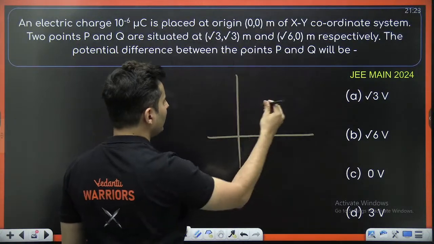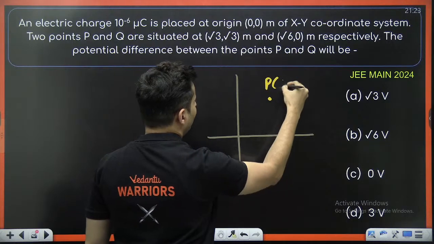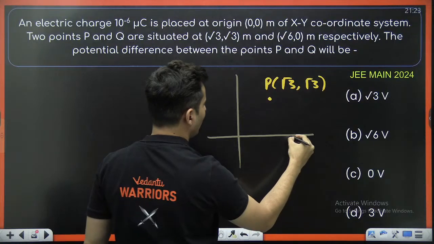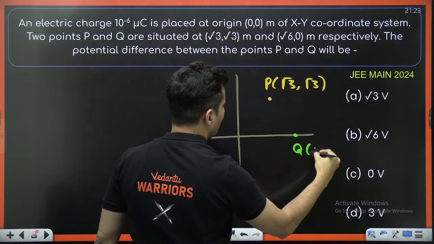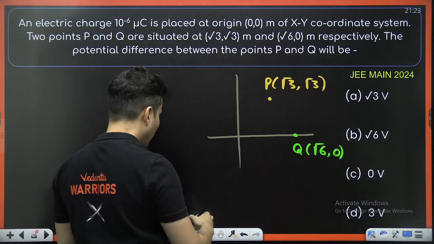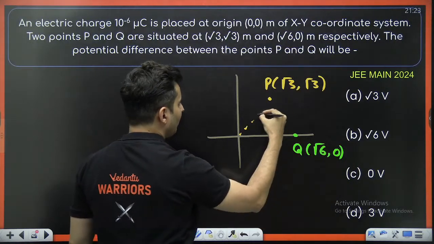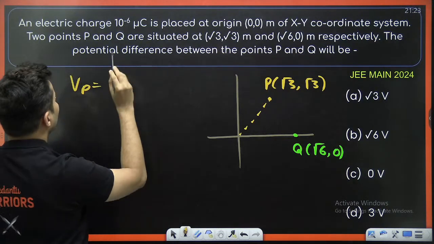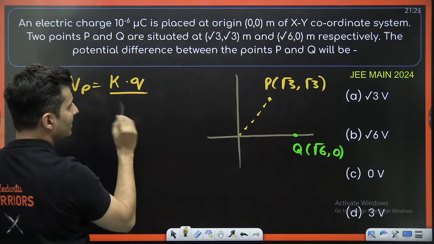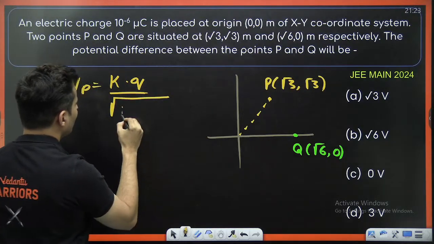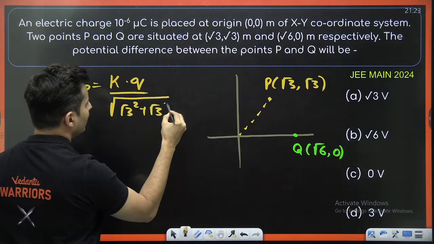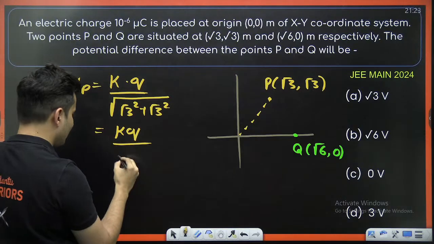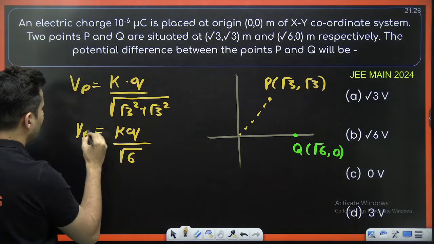First, point P is root 3, root 3. That means it is here. Point Q is root 6. So for point P, when you want to find the potential, Vp will be Kq, the charge is the same, divided by the distance. How much will the distance be? Root 3 square plus root 3 square, which is going to be Kq divided by root of 3 plus 3, that is 6. So it will be root of 6. That is the potential at point P.